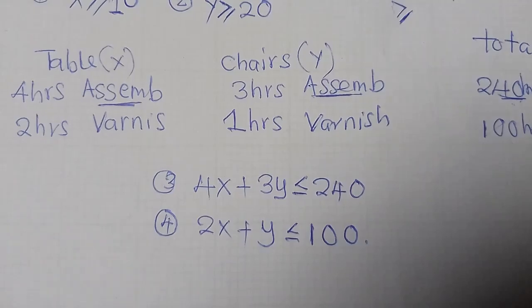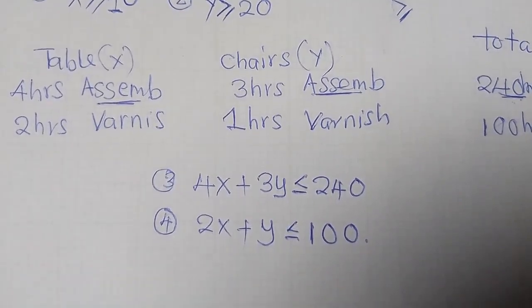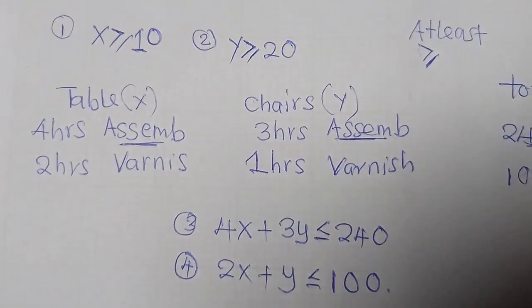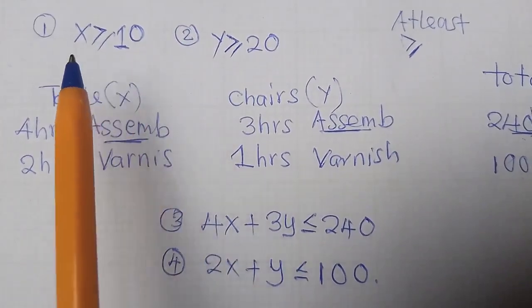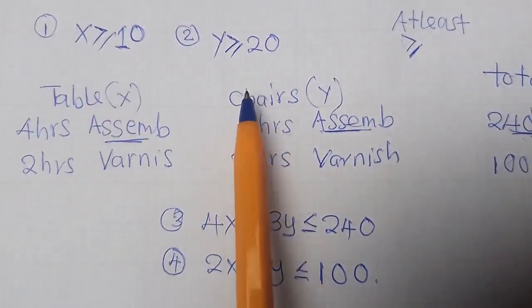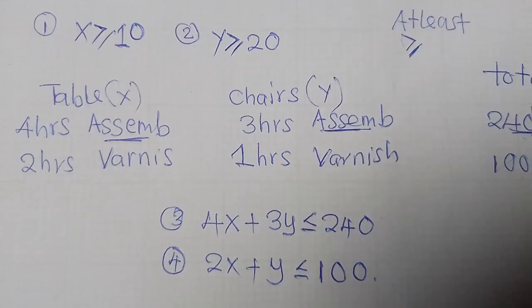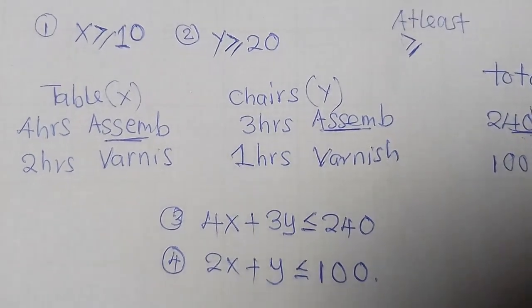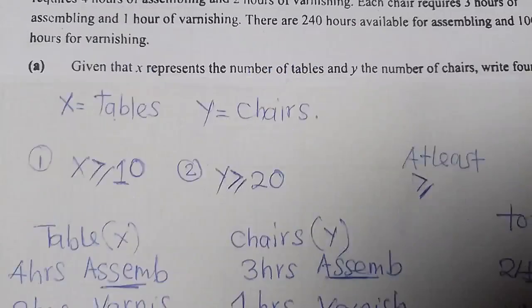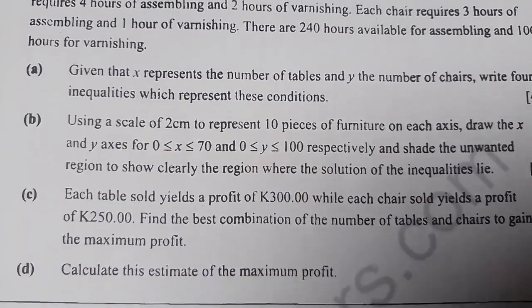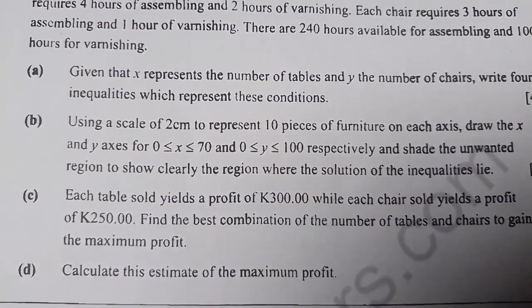So these are the inequalities that you needed to do. These are the inequalities which we formed. Hope you're able to see. This is my first inequality, my second one, my third one, and my fourth one. So this is what you need to do. Let us now go back to the question. I'm given 4 marks for doing that.